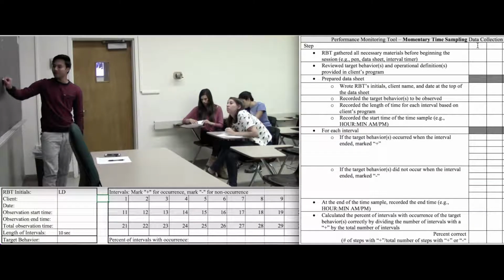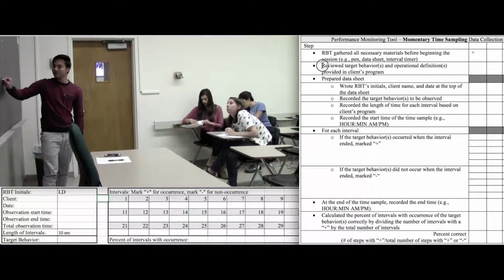Okay, so for the second video, we're going to move a little more quickly. Once again, we're using the performance monitoring tool to see how Lance, our RBT, does doing momentary time sampling. Step number 1 is for the RBT to gather all necessary materials before beginning the session. Here we see that Lance has his pen, his data sheet, and the interval timer on his phone to get ready to go. So he gets a plus.